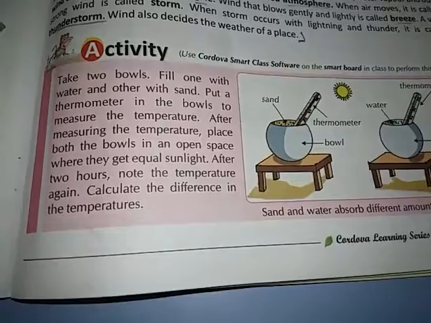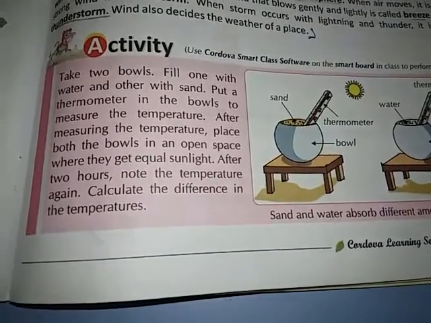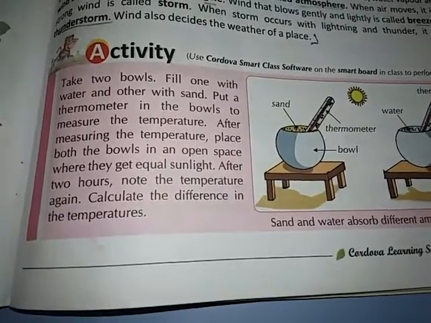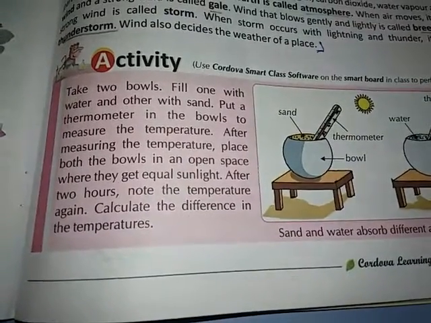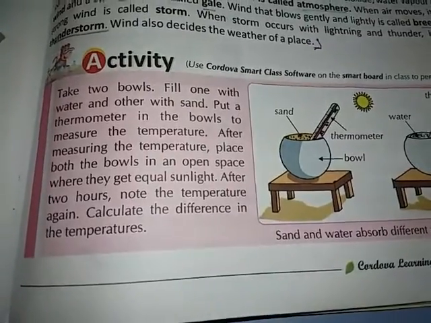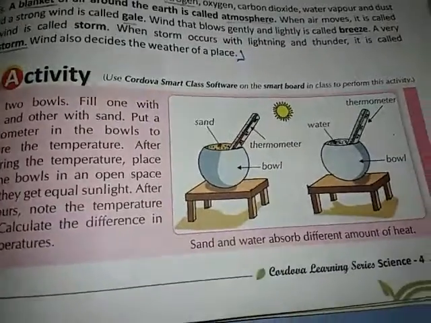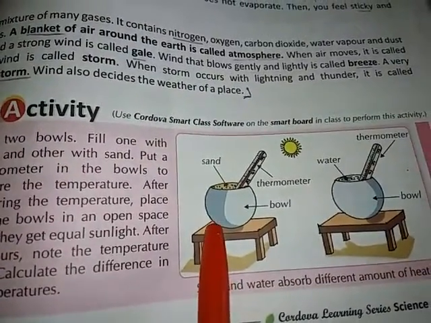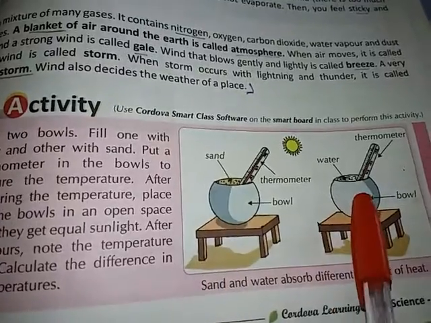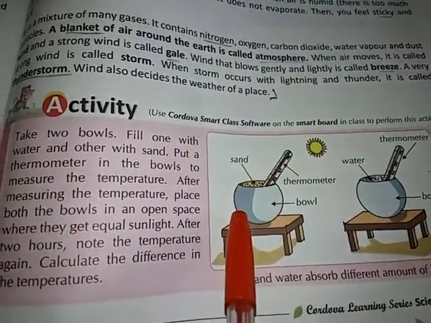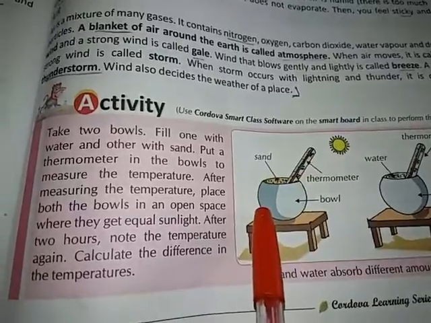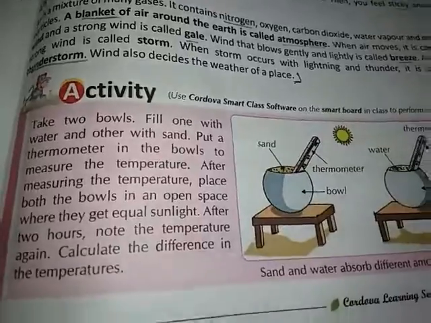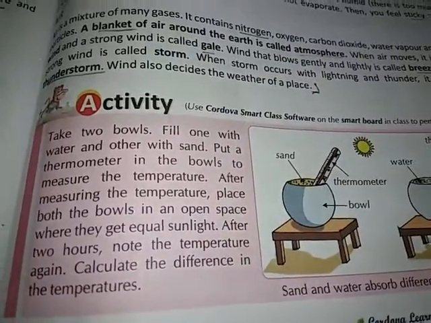Now there is an activity. Take two bowls, fill one with water and the other with sand. Put a thermometer in the bowls to measure the temperature. So here we have taken two bowls. In one bowl we have filled water and in the second bowl we have filled sand. Then we have to put the thermometer in it and measure the temperature.